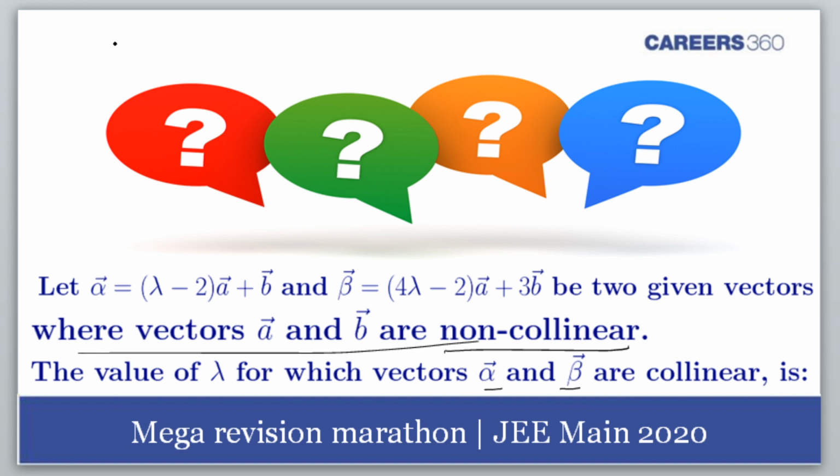When alpha and beta are collinear, I can always write alpha is equal to some scalar times beta. For collinear vectors, this is the relationship. They are linearly dependent. So when alpha is equal to mu beta, I equate the b part. I'll write it. I think I have another slide on it.